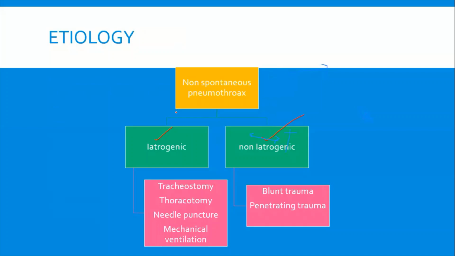In a hospital setting, iatrogenic injury can happen due to your procedures. It can be a tracheostomy, a thoracotomy, or a needle puncture, where you introduce a pneumothorax into the child. Or you are giving too much inspiratory pressure in mechanical ventilation or too much PEEP, which is causing the pneumothorax. Or you are trying to place a central line but you have punctured the pleura, which will cause a pneumothorax. That is very common with subclavian lines. So this is non-spontaneous pneumothorax. It is either iatrogenic or non-iatrogenic.